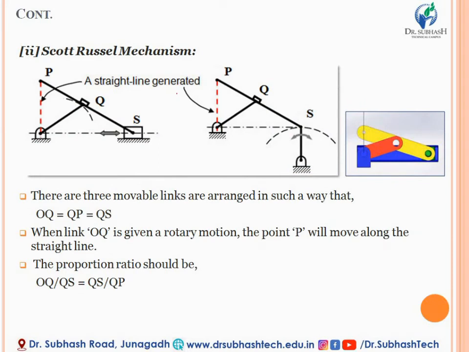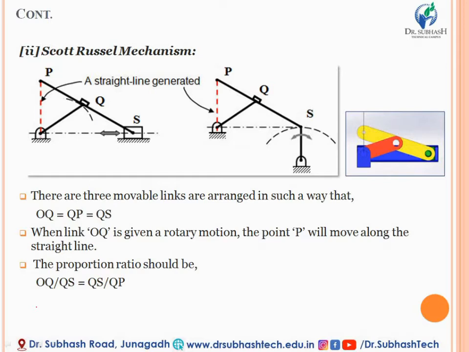After that, the special straight line generating mechanism is the Scott-Russell mechanism. It is very important. Look at the diagram. This is an exact straight line generating mechanism, and basically there are three movable links. From the figure you can see the link OQ, then the link PS. It can also move in either direction, and of course the slider S can also move from right to left or left to right.